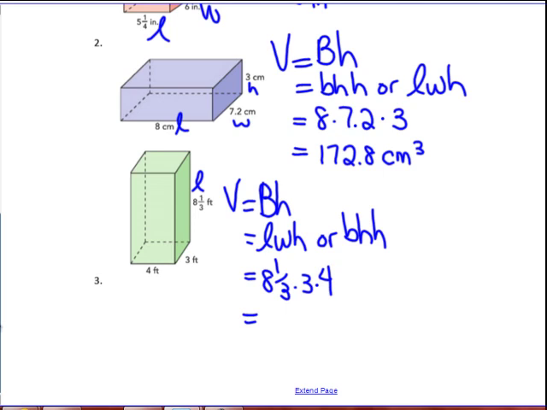Yeah, Josh. 100 feet, 100, 100, 100. Yeah. Sorry, 100. 100 cubic, so you could say cubic feet or feet cubed.